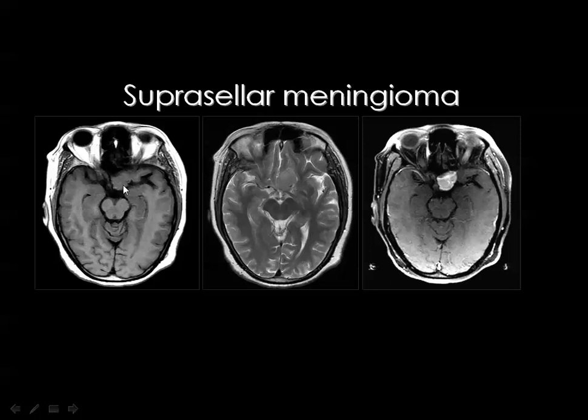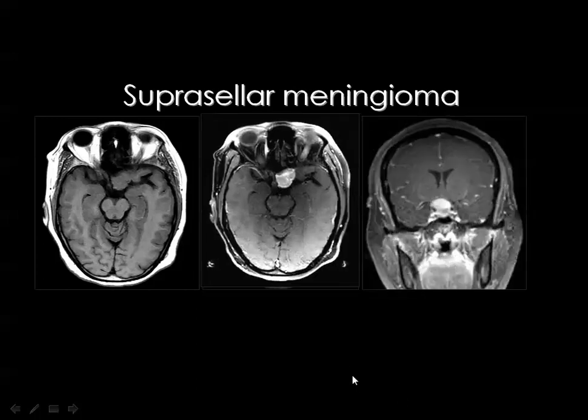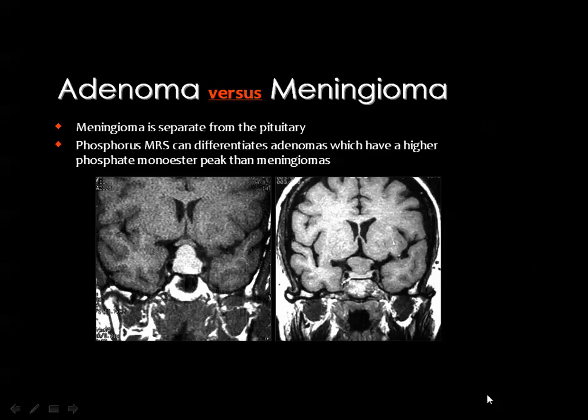Then this is an isointense lesion in the T1, and in the T2, after contrast enhancement, it shows homogeneous contrast enhancement. And this is a meningioma of the anterior clinoid, and here is the coronal image. You can see the pituitary gland is separable from the tumor in the suprasellar area.